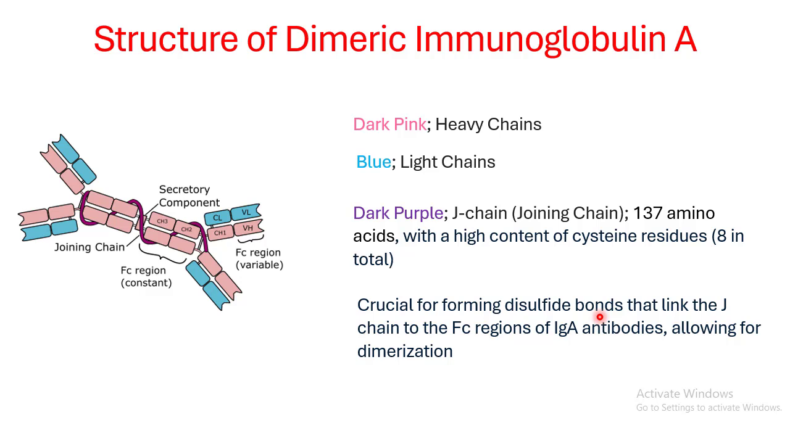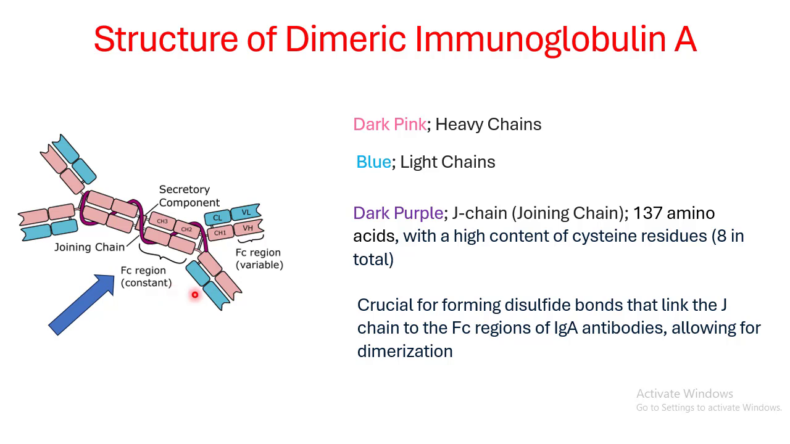are actually linking the J chain to the Fc region of the immunoglobulin A antibodies, allowing for dimerization. Look at it here. This one is the Fc region. So this would be the Fc region of this antibody. This is going to be the Fc region of this another antibody. Now, what the J chain does is it is actually joining these two Fc regions to each other, and when they are joined to each other, they are joined through the formation of the disulfide bonds. And the cysteines for these disulfide bonds are going to be provided by the J chains on one side, and of course by the Fc regions on the other side.